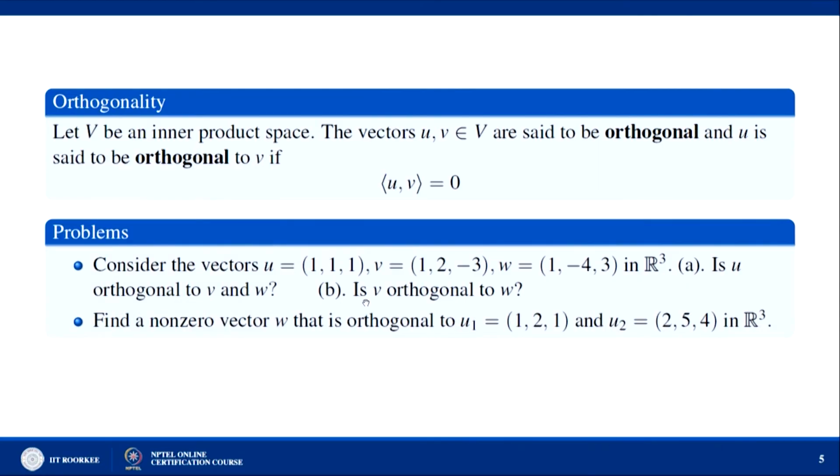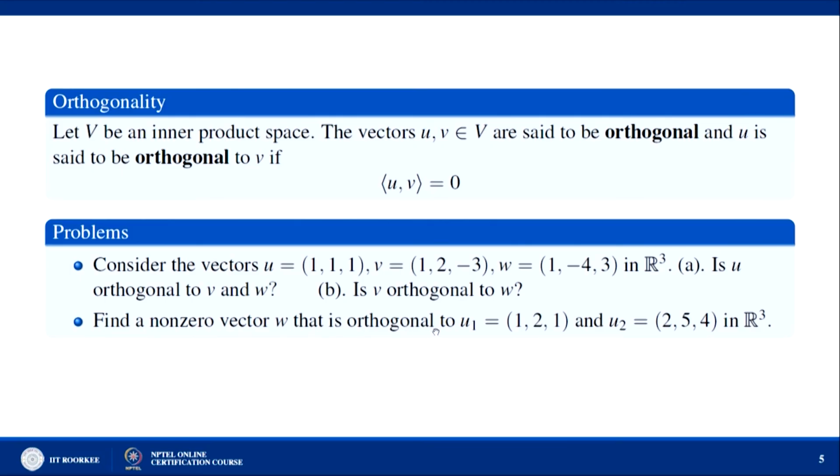So, the answer to the first part is yes. Now, is v orthogonal to w? To see that v is orthogonal to w, try to find the inner product of v and w, and if it is equal to 0, that means v is orthogonal to w. So, see here, 1 into 1 is 1, 2 into minus 4 is minus 8, and 3 into minus 3 is minus 9, it is not equal to 0 clearly. So, v is not orthogonal to w.